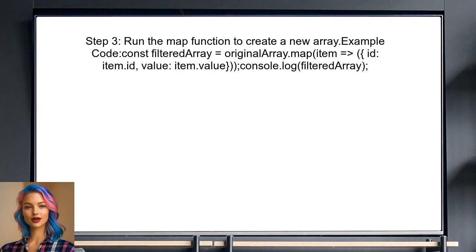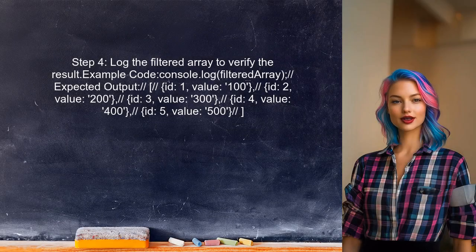After defining the original array, the user can run the map function. This will create a new array containing only the ID and value keys from each object. Finally, the user can log the filtered array to the console to verify that it contains only the ID and value keys as intended.